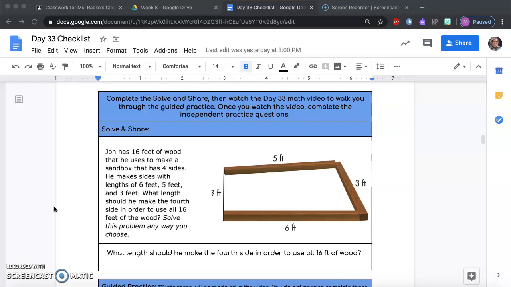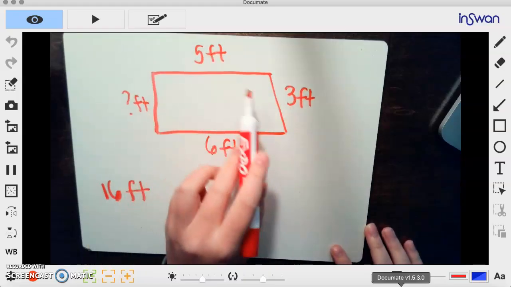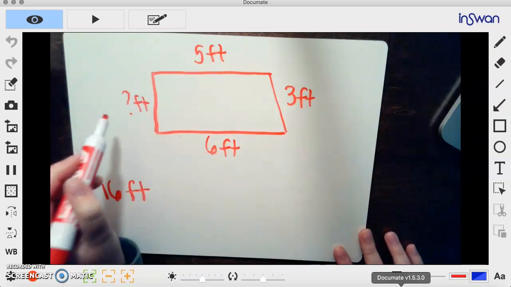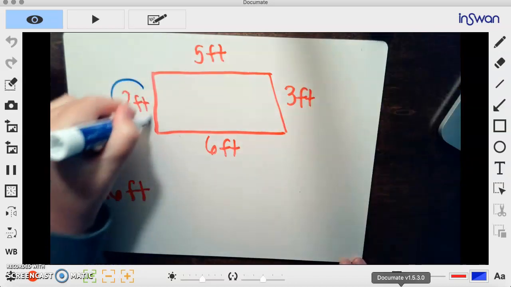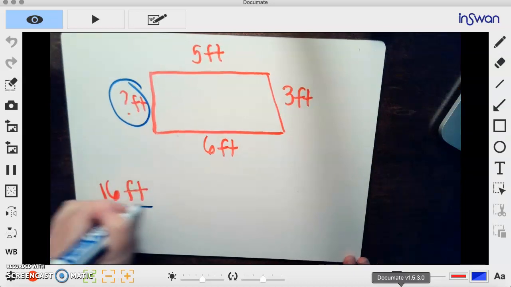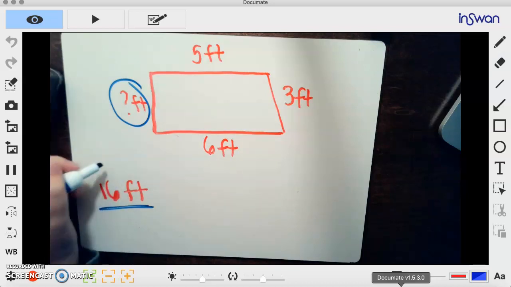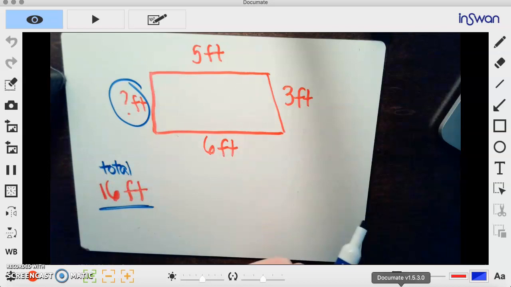So, I've been given some information with this. So let me pull you on over. I have my sandbox right here. And I put down the lengths that I already know. This is my missing side of what I am trying to find right here. And I know that in total, all sides will be equal to 16 feet. So I need to first find my known. So I know the total, and I know what 3 sides are equal to. This is my unknown, this side.